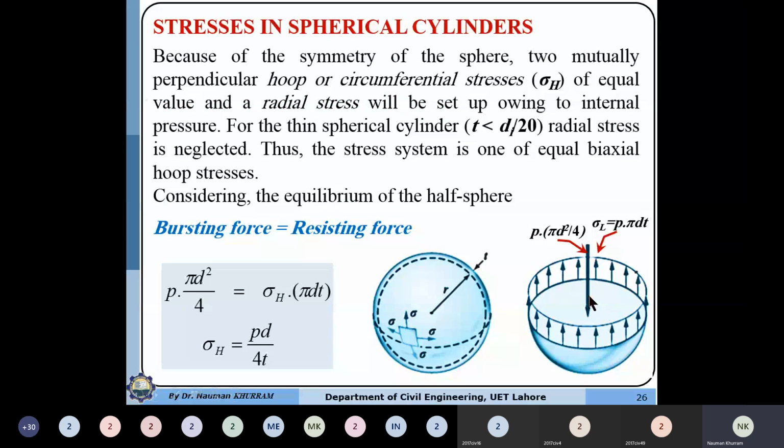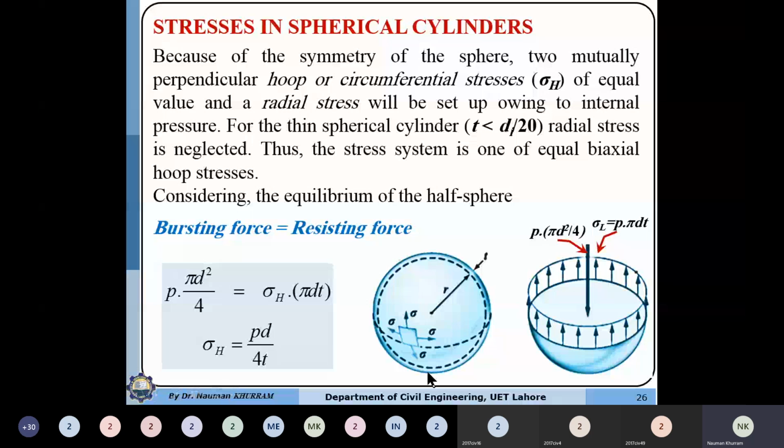The pressure of the fluid is exerted in the downward direction, and this force can be determined from the projected area, pi d squared by 4, multiplied by P. That is equal to the bursting force acting downward, and it is balanced by the resisting force acting on the wall surface, which is equal to the longitudinal stress, or hoop stress, multiplied by the circumference and the thickness. So the bursting force P times pi d squared by 4 is equal to sigma h times pi d times t. So sigma h in that case is equal to Pd over 4t.